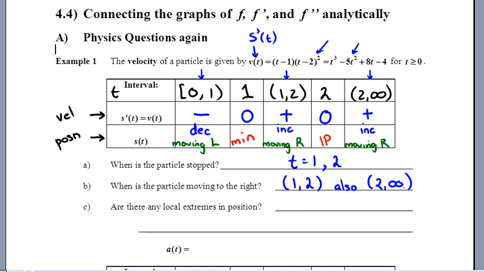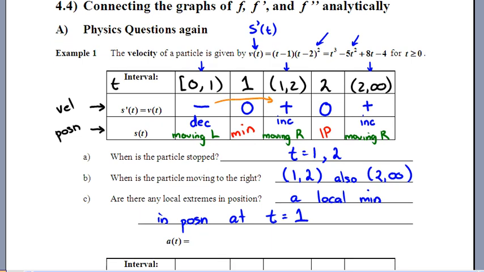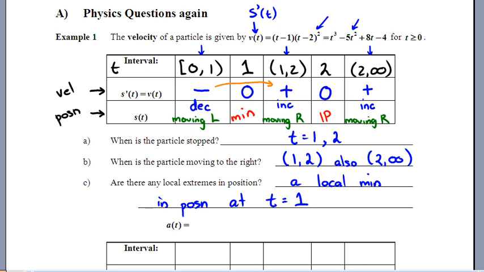Any extremes in position, where you're like really far to the right or really far to the left? And I would say, yeah, we're going to have a local minimum in your position at t is equal to 1 second. I can see that because of the derivative switching negative to positive, right? I'm eyeballing this transition right in there. That's what tells me it's a minimum. Okay, well, that's the first derivative. That's everything I can do with the physics story.